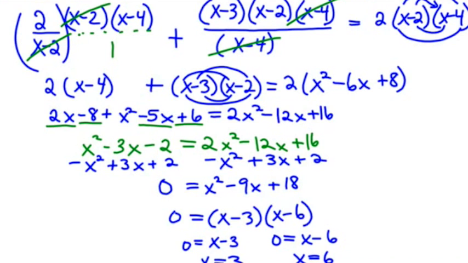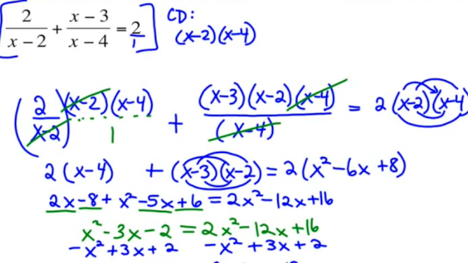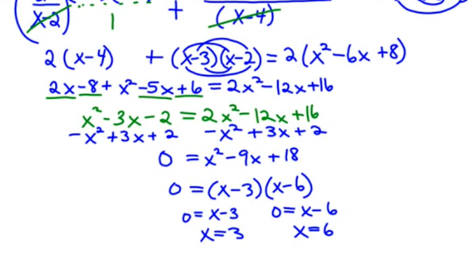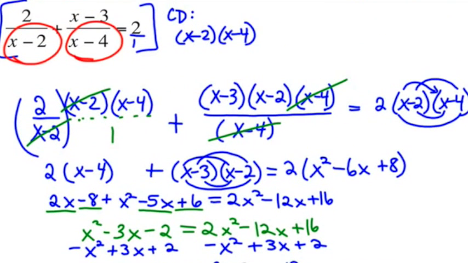But wait! I need to go back. Because I'm dealing with fractions, I need to check the denominators. So in this case, I'm taking a look at my two answers. Let's bring them back up. x equals 3 and x equals 6. And let's check them out.